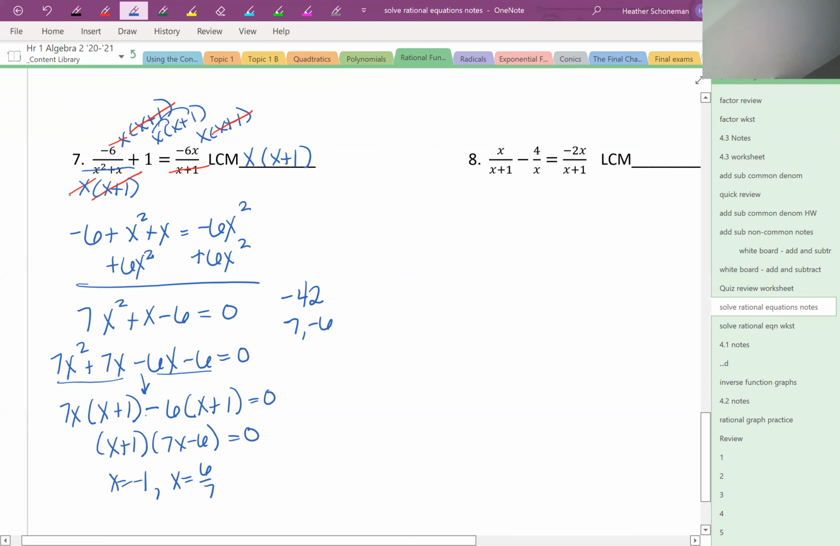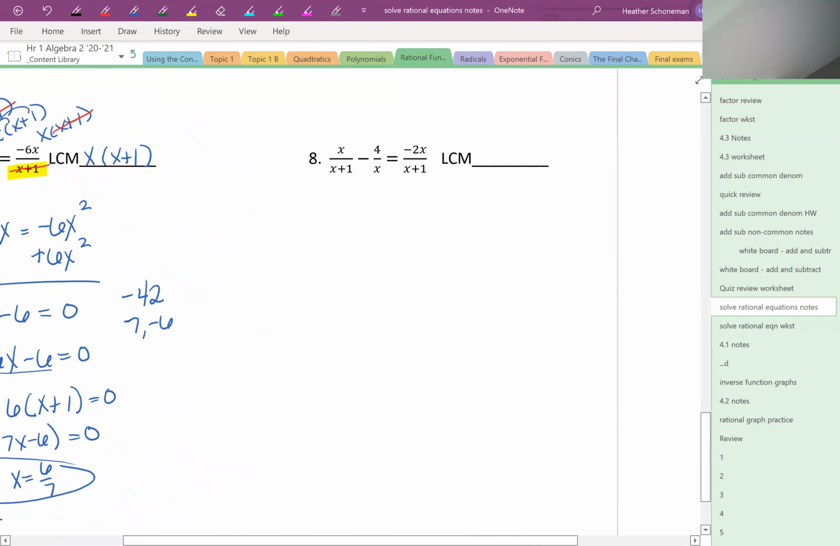If I plug -1 in, think if I plug it in right here, -1 plus 1 is 0. We are not allowed to divide by 0. So -1, even though it looks like a good solution, doesn't work, which makes it extraneous. If you plug in 6/7, I don't know what that is, but it's definitely not 0. Same thing if you square it. It's not going to work. Okay. So these are my two answers, but I marked this one extraneous. So again, if you were taking a quiz or a test, you'd put both answers there. You just mark the one extraneous.